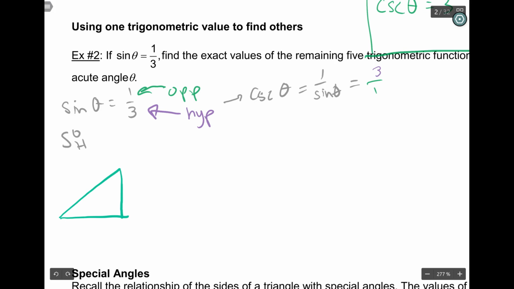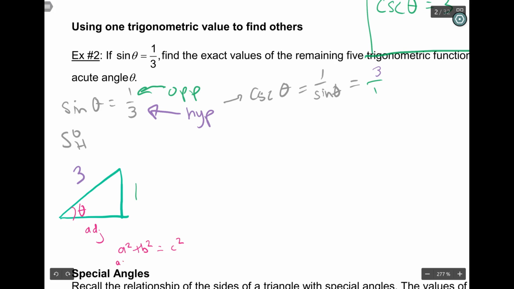Alright. So we know the hypotenuse is going to be 3. We know the opposite side of the angle. So here's the angle. We know the opposite side is going to be 1. And then I need to figure out what this adjacent side is going to be equal to. So we know from Pythagorean theorem that a squared plus b squared is going to equal c squared.